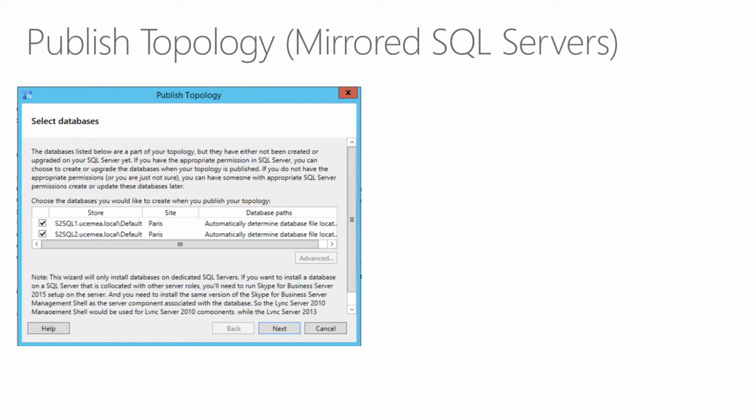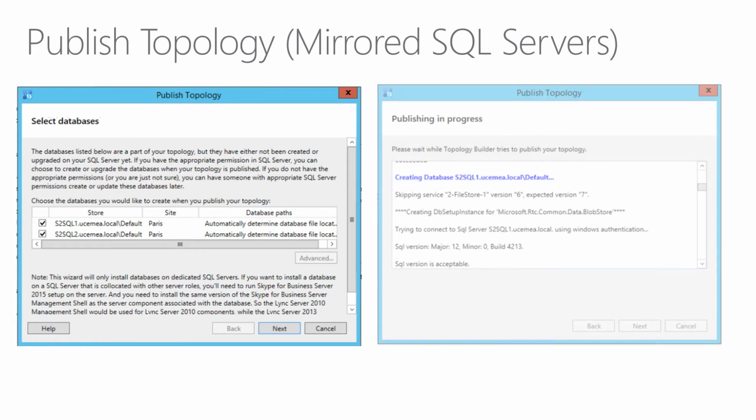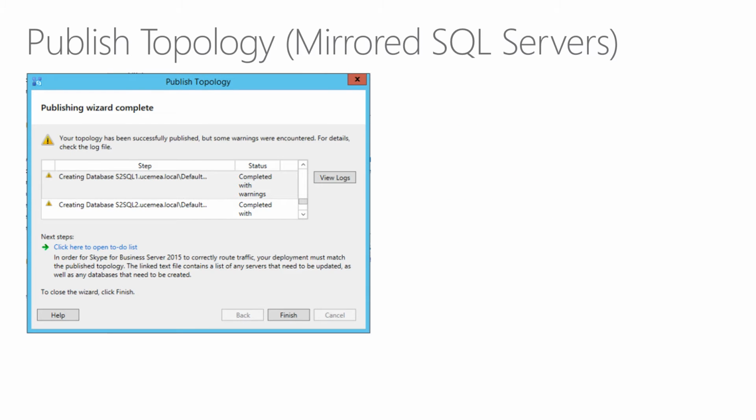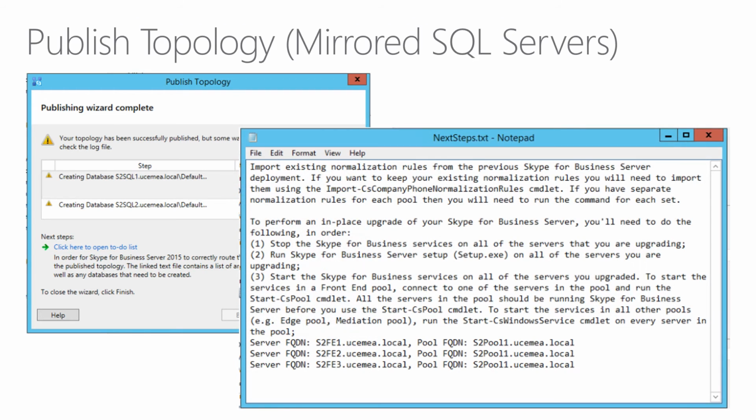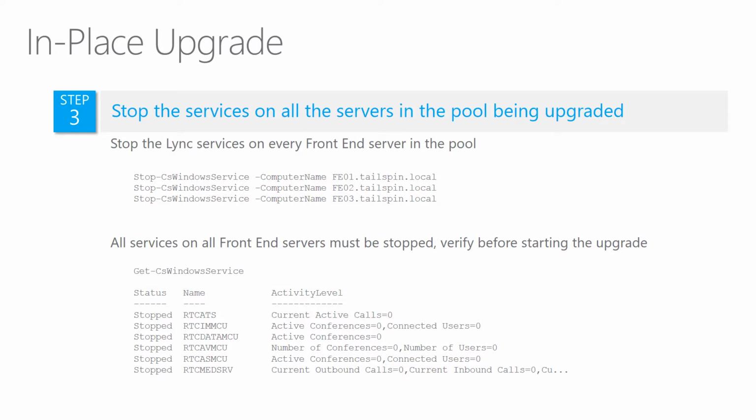When you publish the topology, you will be asked to confirm the databases that will be upgraded as part of the in-place upgrade process. Once the topology has been published, please ensure that you read the to-do list in the text file. Step 3. Stop the services on all the servers in the pool being upgraded. As shown on the screen, you can use the cmdlet Stop-CsWindowsService in order to do this.